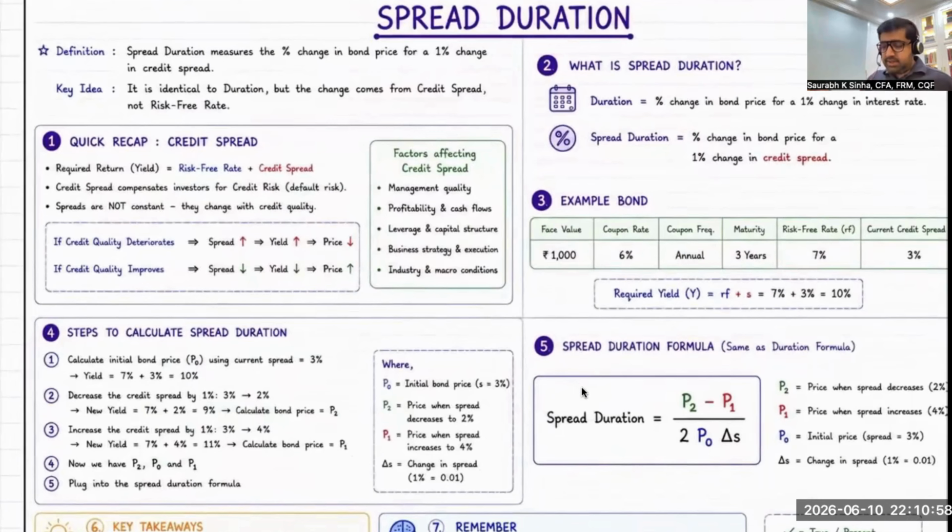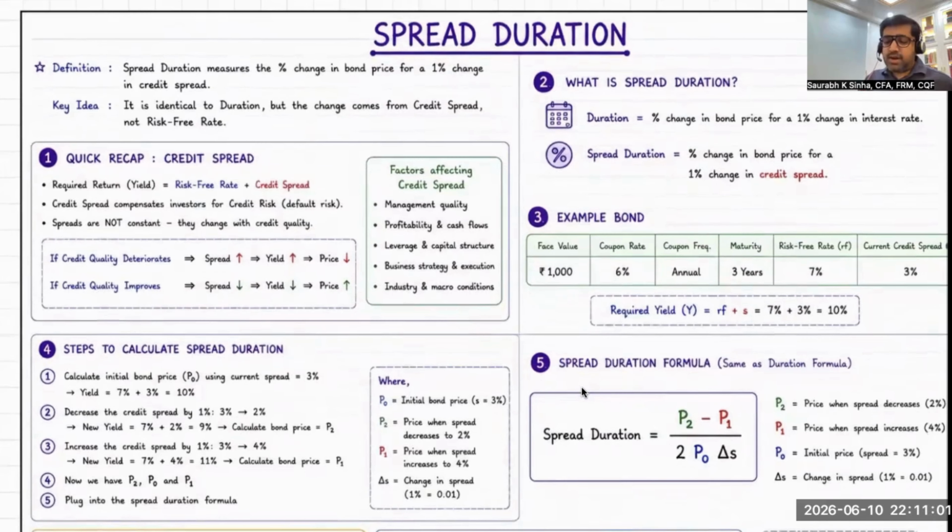So we have established in the last session that the required rate of return, the required yield from a corporate bond, is the risk-free rate RF plus a credit spread. It could be 3%, 4%, 5%, 10%, depending upon the credit quality of the firm. Now, we know that the nominal risk-free rate, the interest rate in the market, can change. So there are two components of the required return: the risk-free rate and the credit spread.